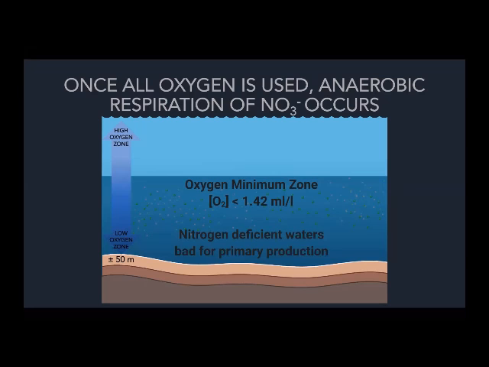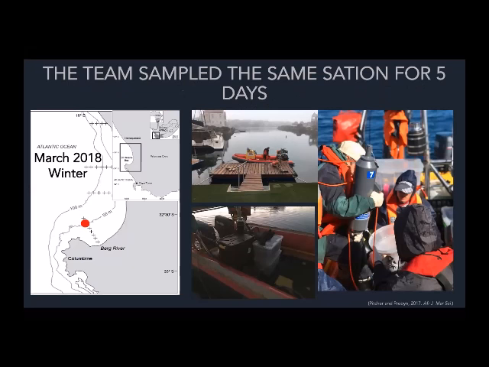So how we studied this type of system is the team sampled the same station for 5 days. We went to St. Helena Bay, which is on the west coast of South Africa. We went to a single station, which is marked in red, which is known to have the lowest concentration of oxygen in this area at 50 meters. And we went in winter, which is the post-upwelling season for South Africa. So we went out in this exact boat, rubber ducky actually.